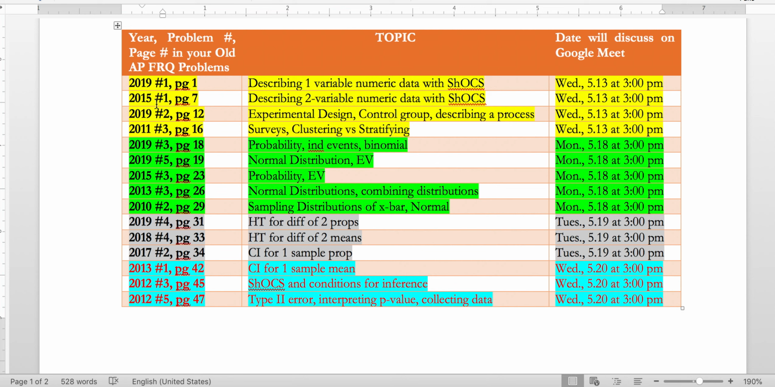The first thing I wanted to point out, like these yellow ones, these are going to be from early in the year. The describing data, it's got experimental design, it's got surveys, and it's just a little bit of each of those things. And you'll notice, like I think Wednesday, the 13th at 3 p.m. is going to work okay for us.